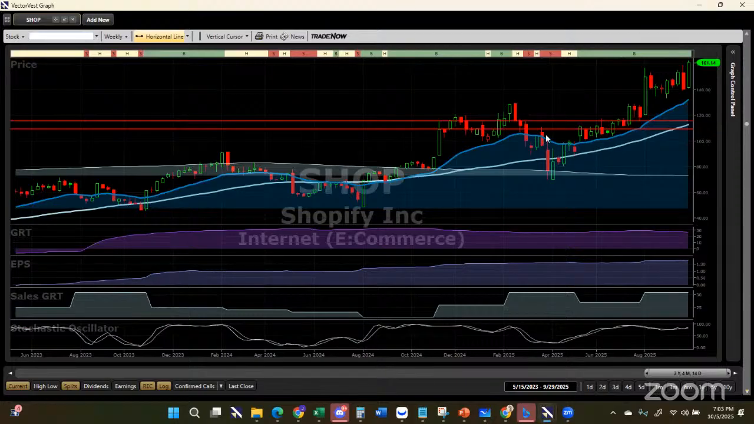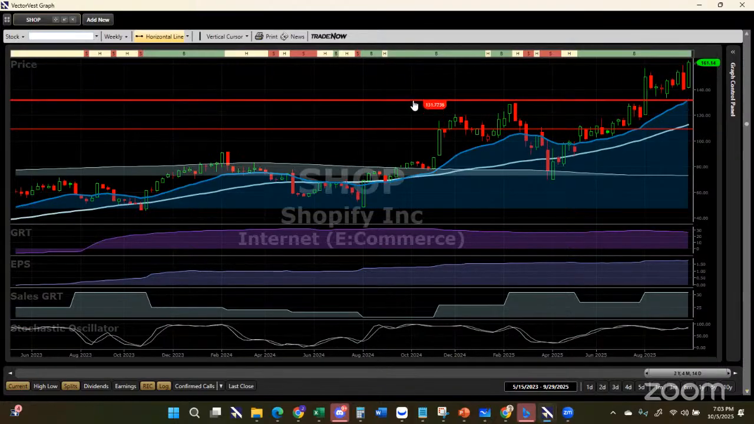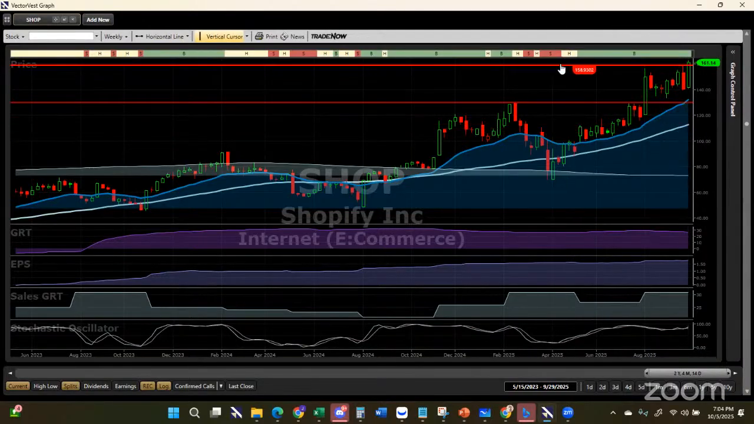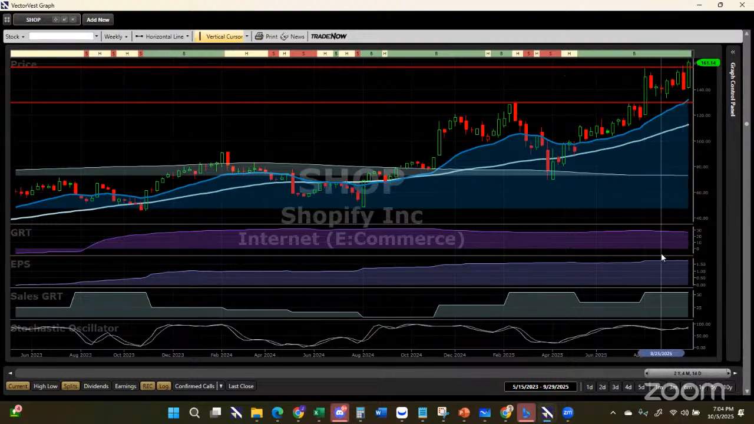Look at this Shopify. Okay, so it had a weekly breakout right about here. This was the week of August 4th. Maybe it went sideways, but now it's finally going higher. Did it go above? Yeah, it went above this too. Again, strong fundamentals.